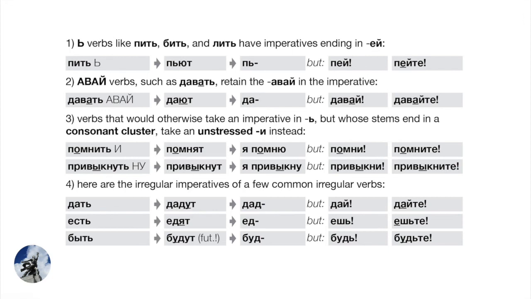Okay, авай verbs like давать, they retain the авай, right? So this is another type whose imperative is simply the stem of the vowel, which is авай. So for example, давай. That's maybe the most common Russian imperative in a way. It means like, hey, let's do something. Of course, it literally means to give, but it's also used in constructions meaning, hey, let's do this, let's do that. And we're going to talk more about that tomorrow.